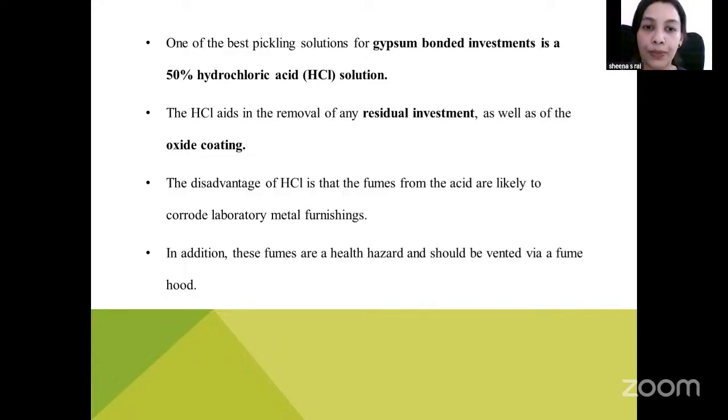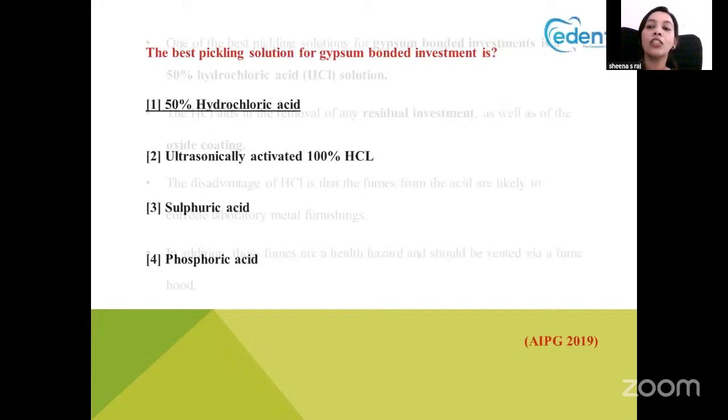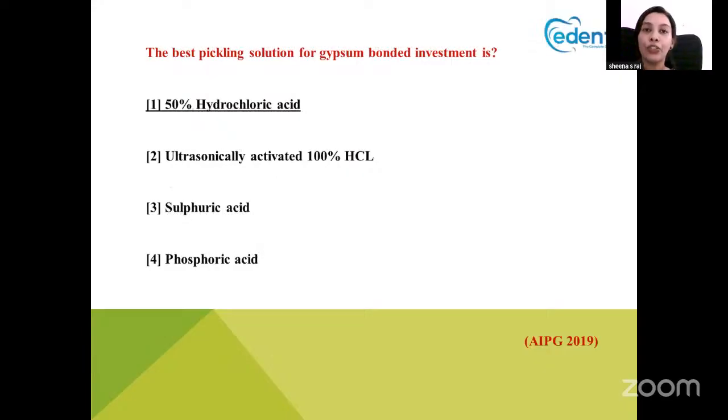So what is the problem with hydrochloric acid that you need to keep in mind? It forms fumes from the acid that can corrode the metal furnishing. In addition, these fumes pose health hazards, and it can also cause corrosion of the material. So the answer for this question: the best pickling solution for gypsum bonded investment is 50% hydrochloric acid.